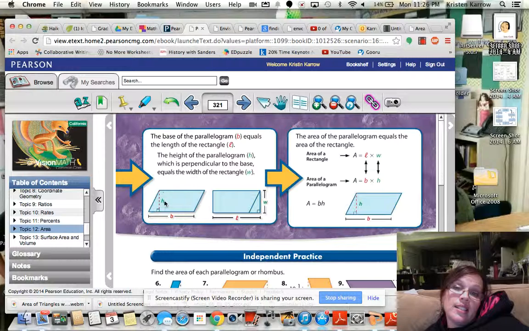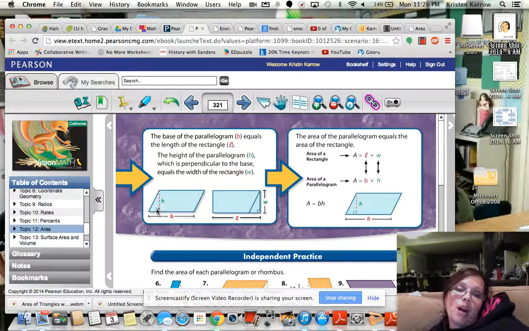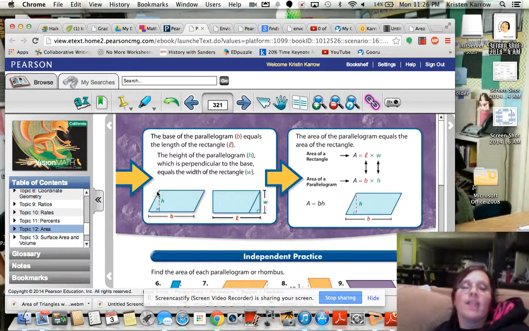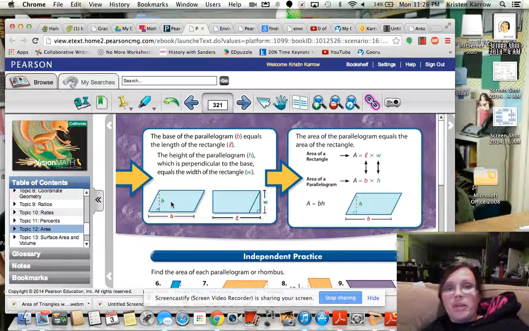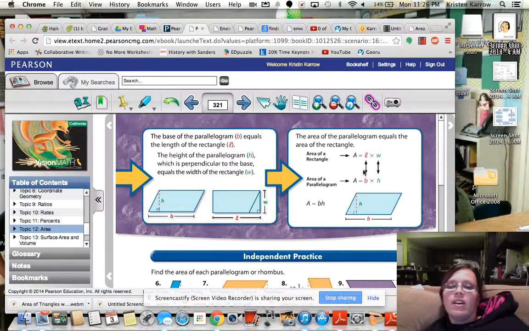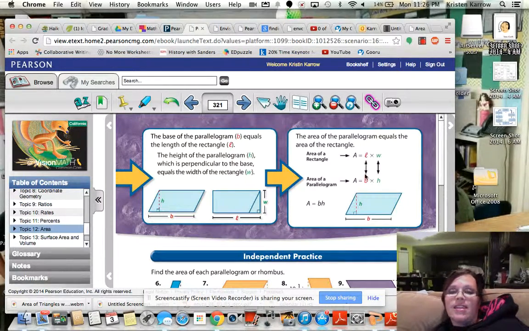I know I can use this as the height because I can draw a box down here on the corner between the height and the base, and if the box is truly a 90-degree angle, I have a height that I can use. So the formula to find the area of a parallelogram is going to be much like finding the area of a rectangle. We're just going to change the length to a B for base and the width to an H for height. But the area of a parallelogram is area equals base times height. The B times the H.